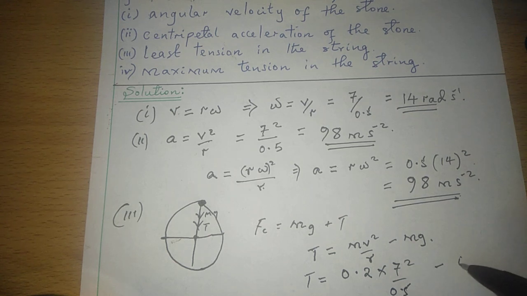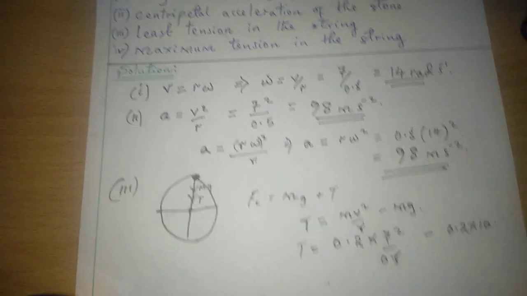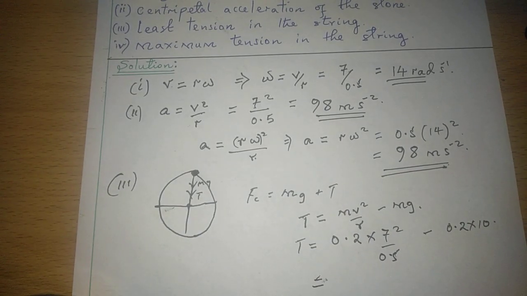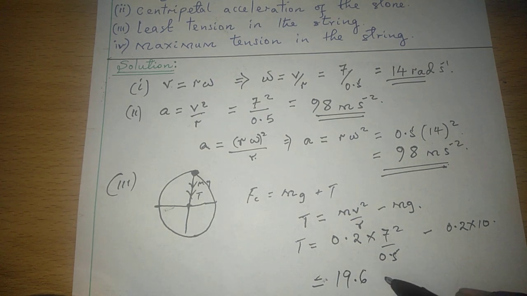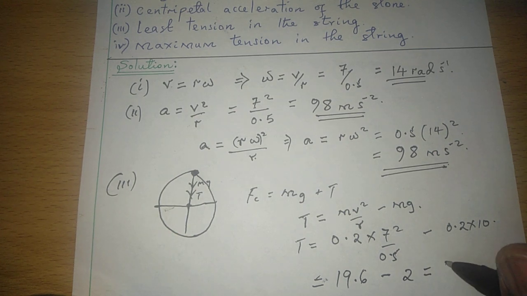Then we subtract 0.2 by 10, gravity due to earth. So this is going to give us 0.2 multiply with 49 and we divide with 0.5. This gives us 19.6 minus this one becomes 2. So we realize here we are getting 17.6 Newton as the minimum tension.